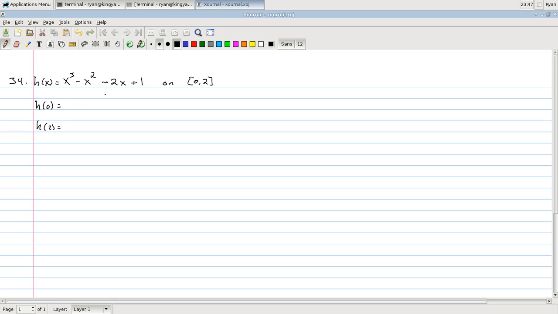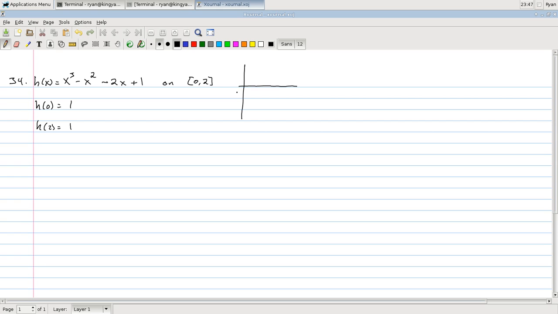Plugging 0 in for all the x's gives us y equals 1. Plugging 2 in for all the x's also gives us y equals 1. Here the intermediate value theorem doesn't help because y equals 0 is not between these two y values. However, this doesn't mean there isn't a 0 in the interval.